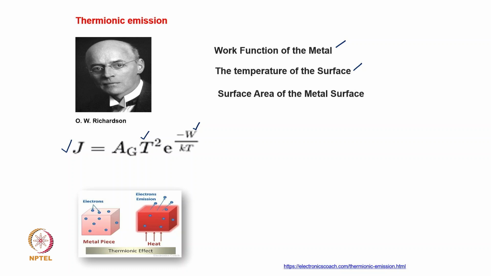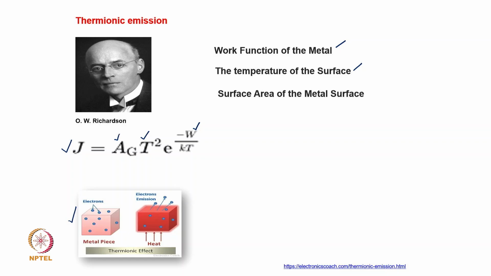So, what is the meaning of surface area? If I can engineer the material in such a way that one can increase the surface area, one can have a larger number of emitted electrons. This can be nicely understood from here: if these electrons are on the surface and are getting emitted, and I increase the surface area, the electron emission will be enhanced. And Ag is a constant, also known as the Richardson constant.